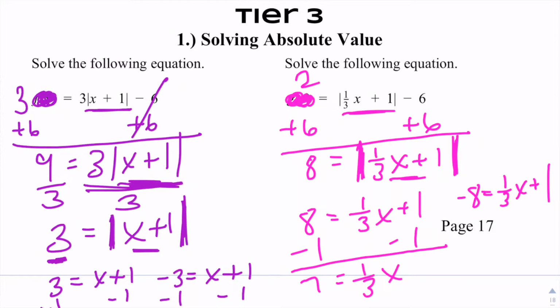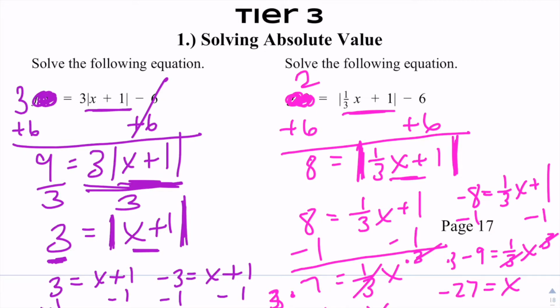I want to get that x by itself, so I want to multiply this side by 3, multiply this side by 3, gives me 21 equals x, because that cancels with that. And then over here, I want to subtract 1 from both sides, so that gives me negative 9 equals 1/3 x. Again, I want to multiply by 3, multiply by 3, so negative 9 times 3 is negative 27 equals x, because these cancel. So my x on the pink equation can be either 21 or negative 27, and my x on the purple equation can either be negative 4 or positive 2.